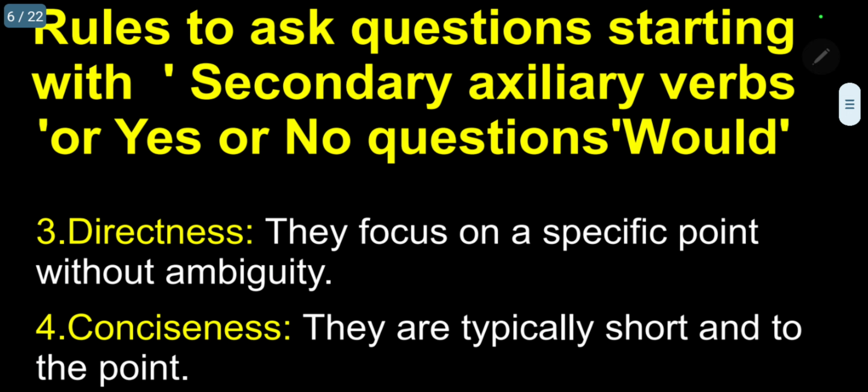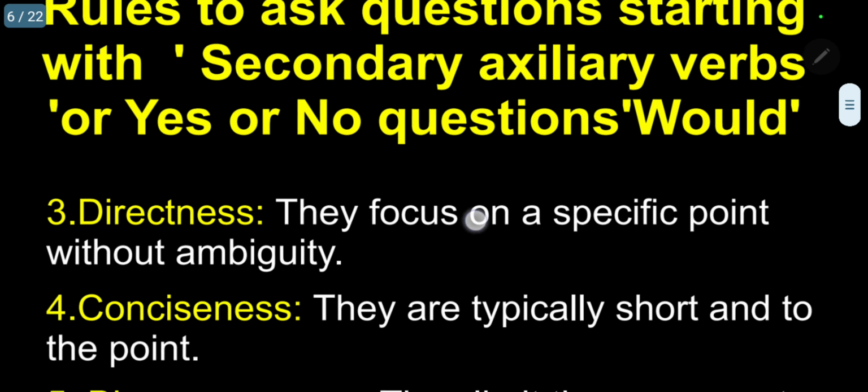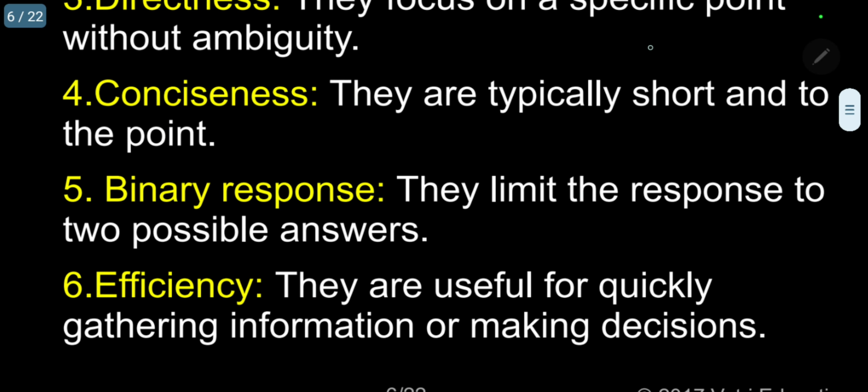Number three, directness. They focus on a specific point without ambiguity. Number four, conciseness. They are typically short and to the point. Number five, binary response. They limit the response to two possible answers: one is yes, the other is no. The last one, but not the least, efficiency. They are useful for quickly gathering information or making decisions.